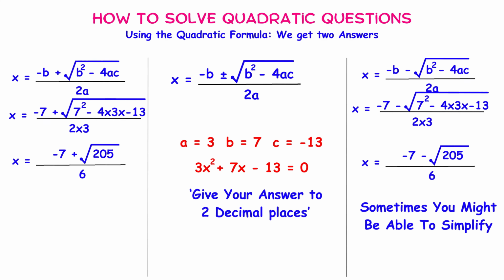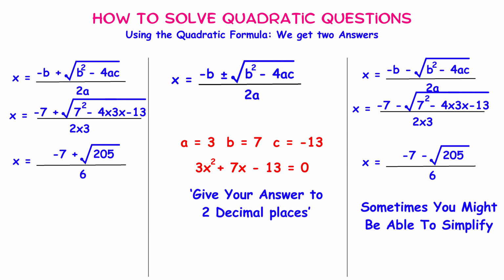Now, sometimes you might be asked instead to find the exact value of the solution, which means that you can't round it to a certain number of decimal places or significant figures. Instead, you have to just simplify it down as much as you can. If we try this for our minus version on the right, the minus 7 can't be simplified, but inside the square root we can change the 7 squared to 49 and the take away 4 times 3 times negative 13 to minus negative 156, and then on the bottom we can simplify the 2 times 3 to just divide by 6.